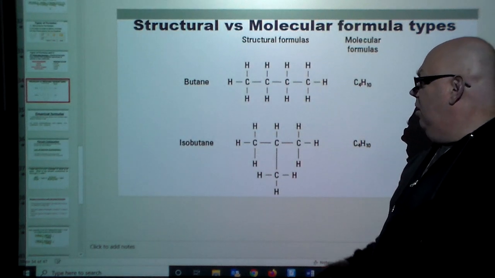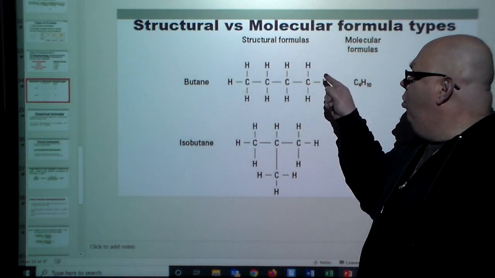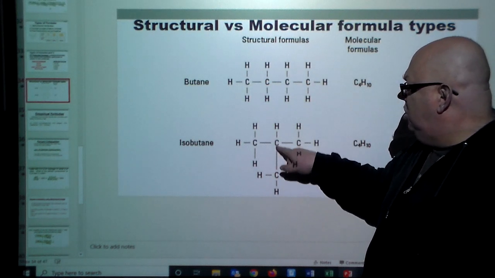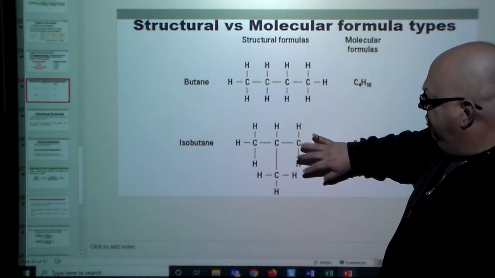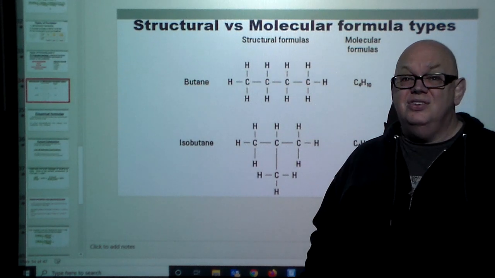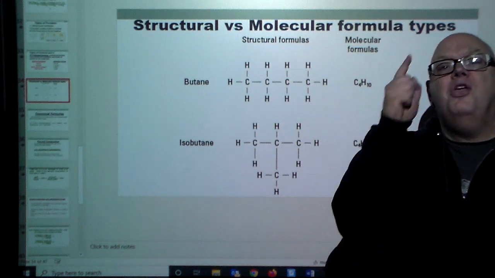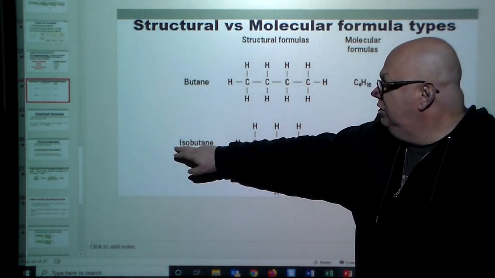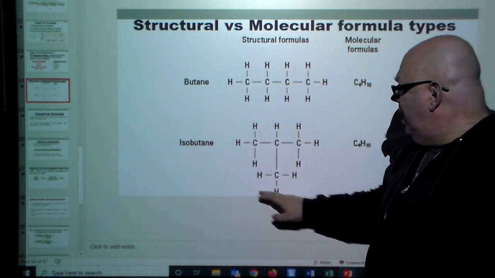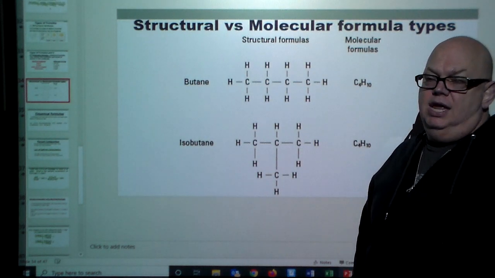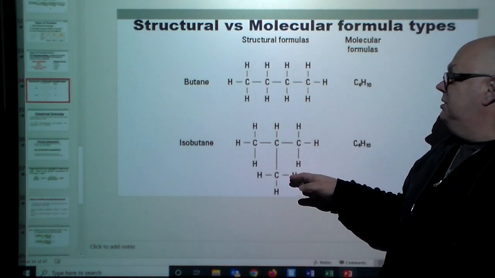Okay? Now, what happens if you take one of those carbons and stick it in the center carbon like this? Now, you look at this structure, they're not the same. You're right, but they're made of the exact same pieces. Okay? This is called isobutane. Iso meaning, hey, one of these has been isolated from the others.